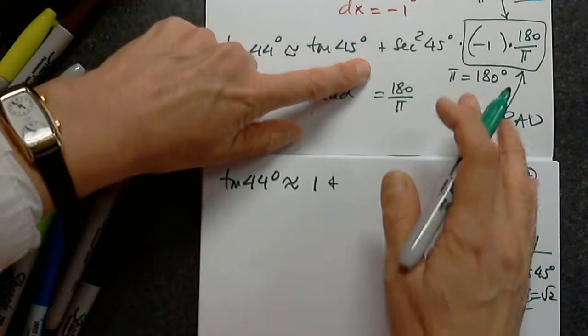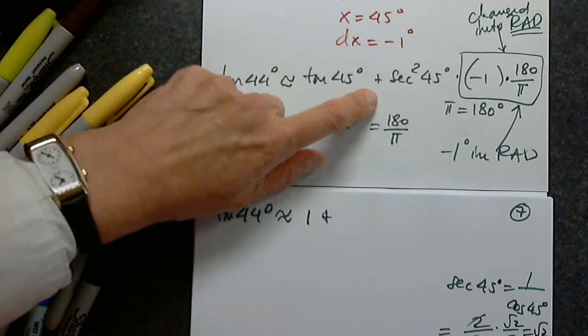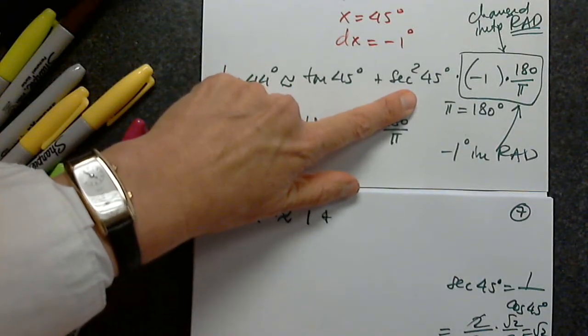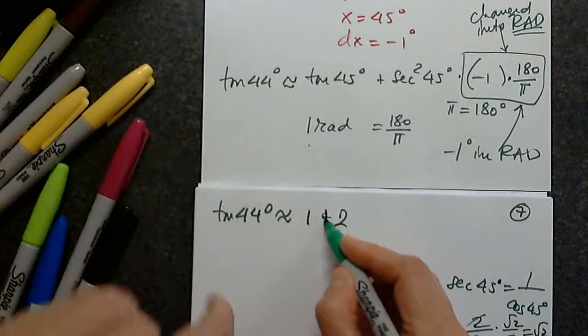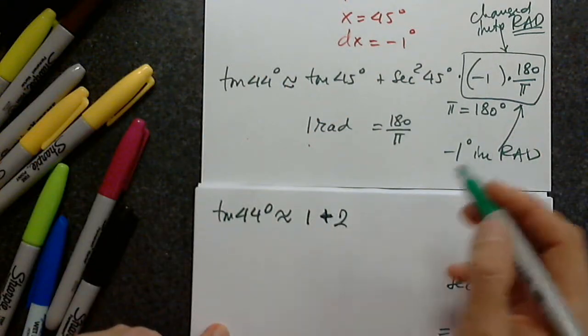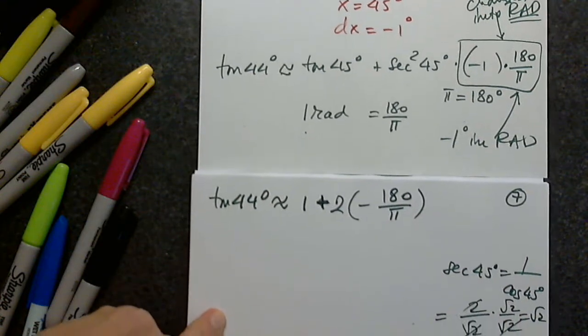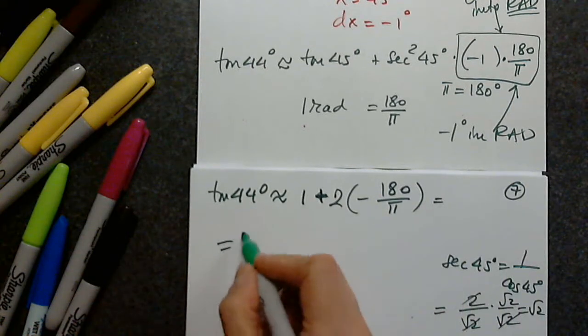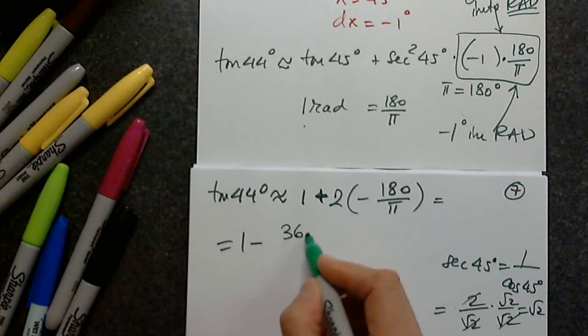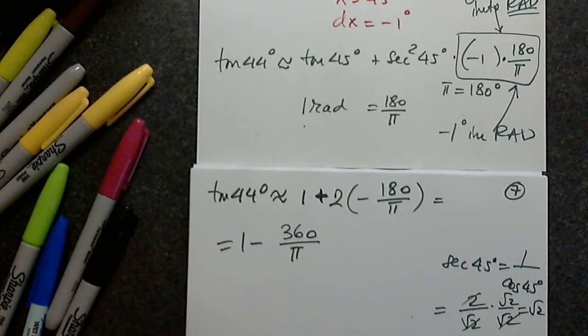But plus, well, it's going to be minus, but that's okay. But plus, I need to square this. 2. 2 times -180 over pi. So this is the same as 1 minus 360 over pi. Now you can say, well, you cannot really divide by pi. You still have to use a calculator for this. I will have to agree, because I can, but it would take a while.